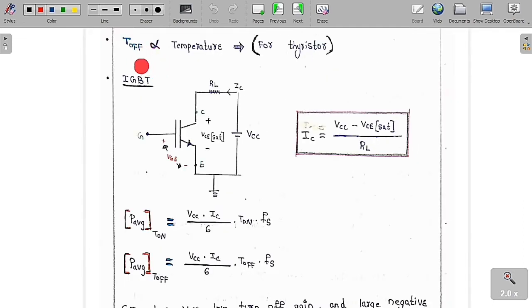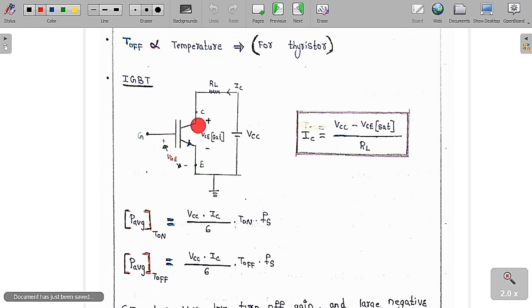I have already told you the turn off time of a thyristor is directly proportional to temperature. It means as the temperature increases, the turn off period also increases. So turn off time of any thyristor is directly proportional to its temperature.